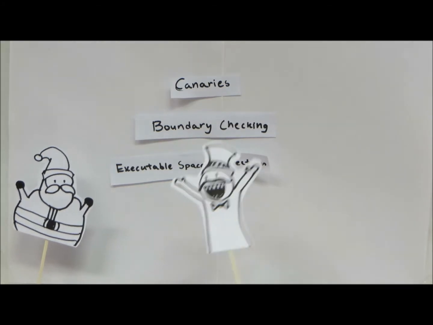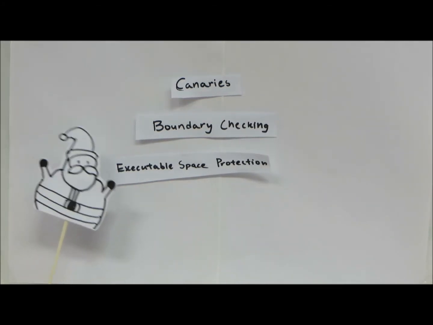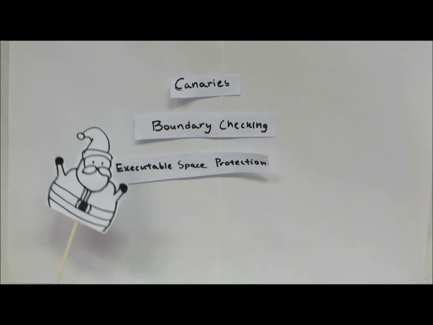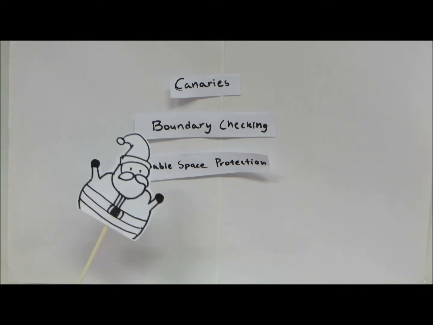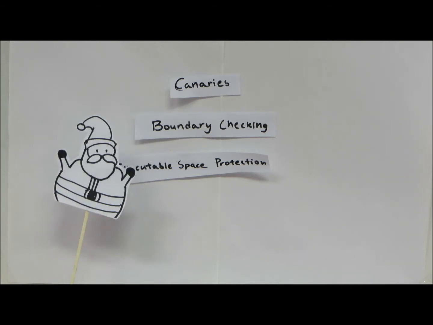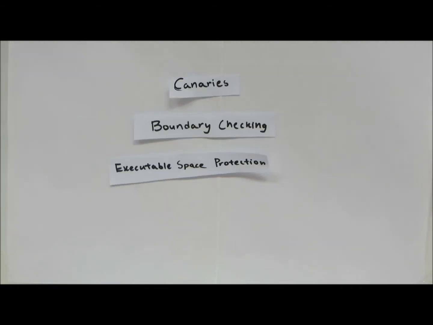Executable space protection. So each part of the memory is given tags. Certain parts of the memory are given tags that do not allow them to execute. So malicious shellcode on the stack cannot be run.